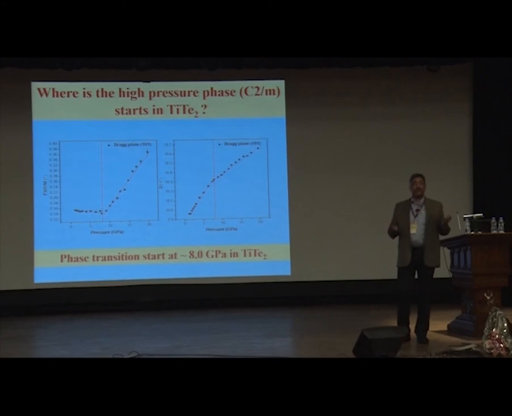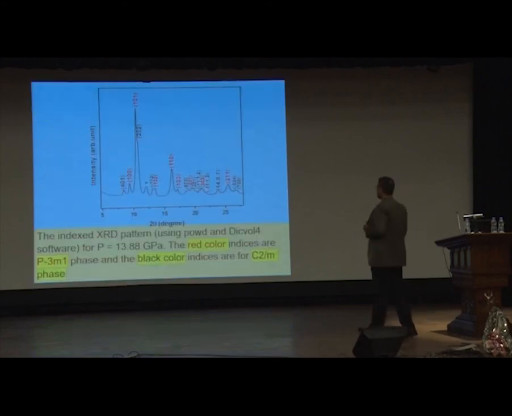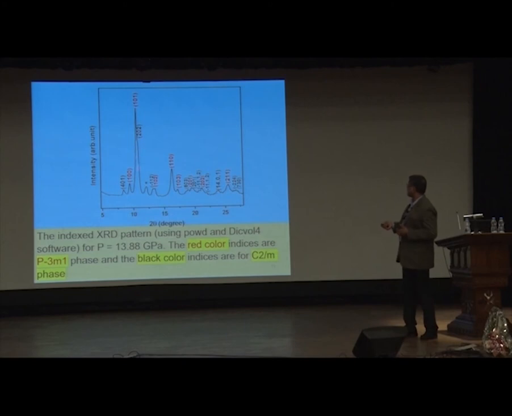Now, we go and look at the structure at 13 GPa. You can see the red is due to the primary structure, and the black is because of the monoclinic structure. And you can easily see the emergence of the two phases present in the system.